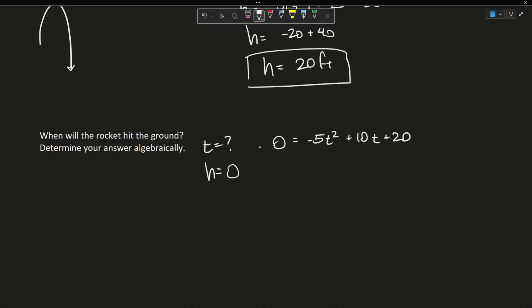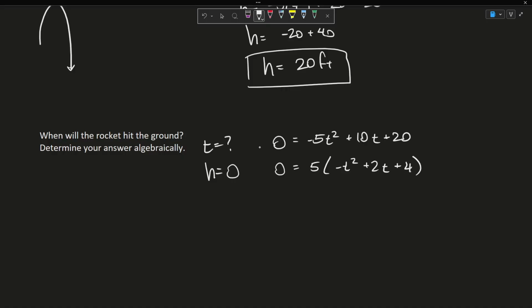And now this ties all back together to why we're doing it in this unit, in this lesson. I have a quadratic that's equal to 0. First I'm going to say, I know I can't extract a root because I have multiple variables. So I'm going to take out a GCF of 5. So 0 equals 5 times negative t squared plus 2t plus 4.